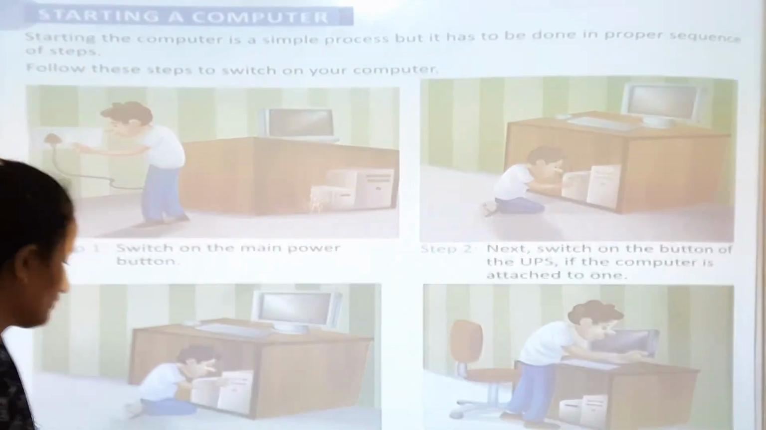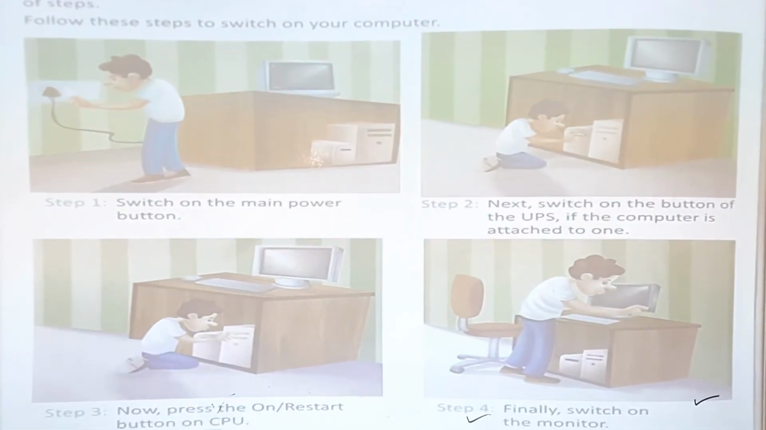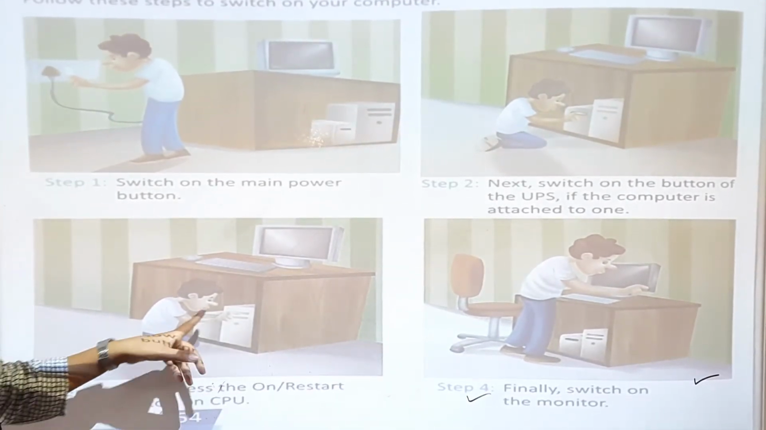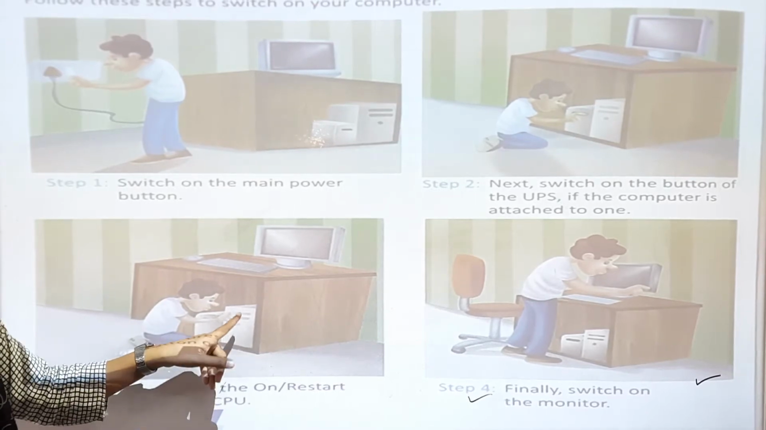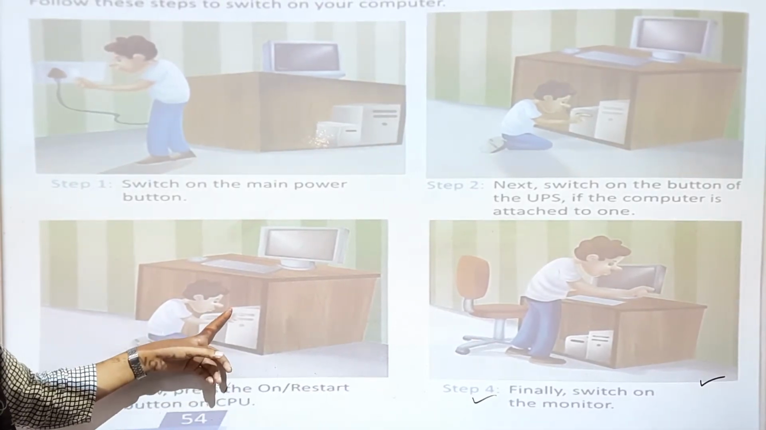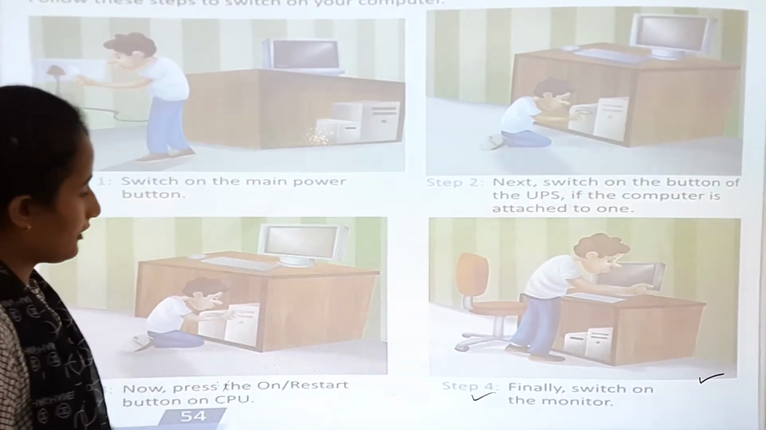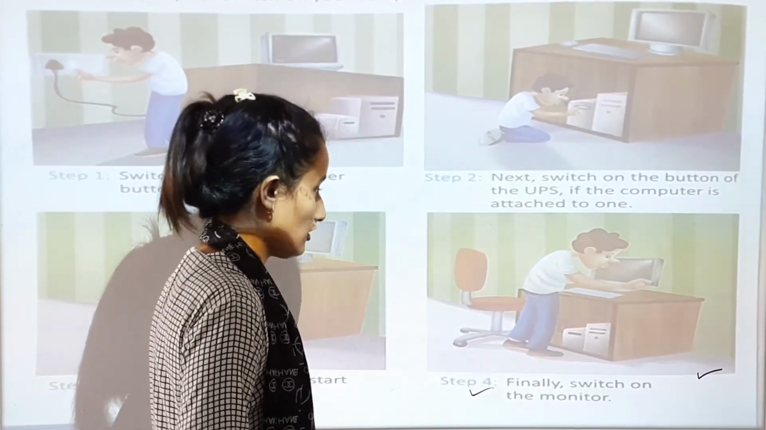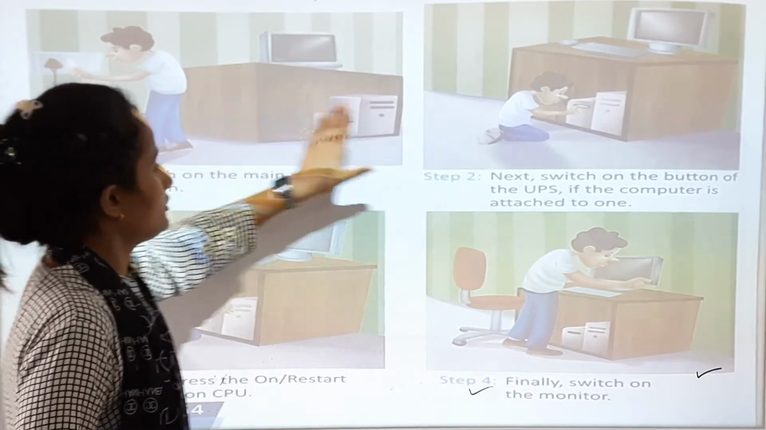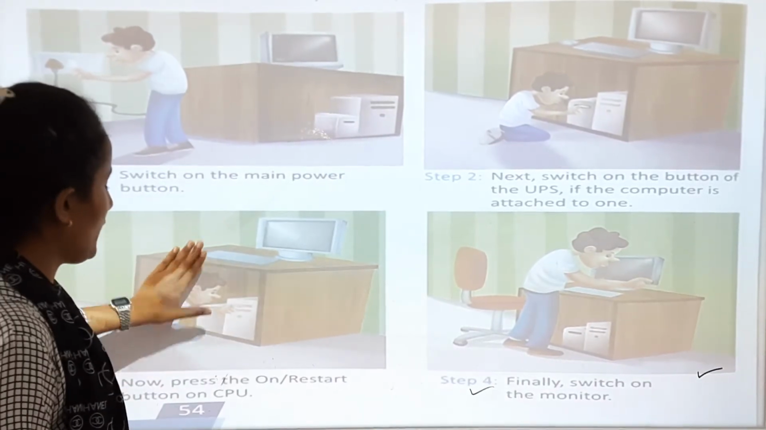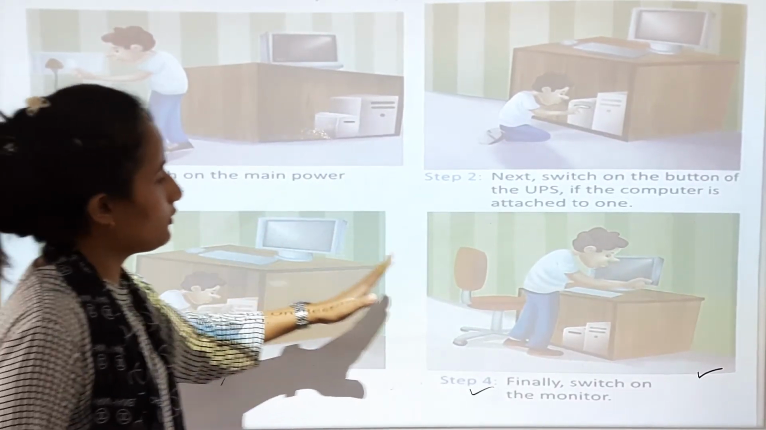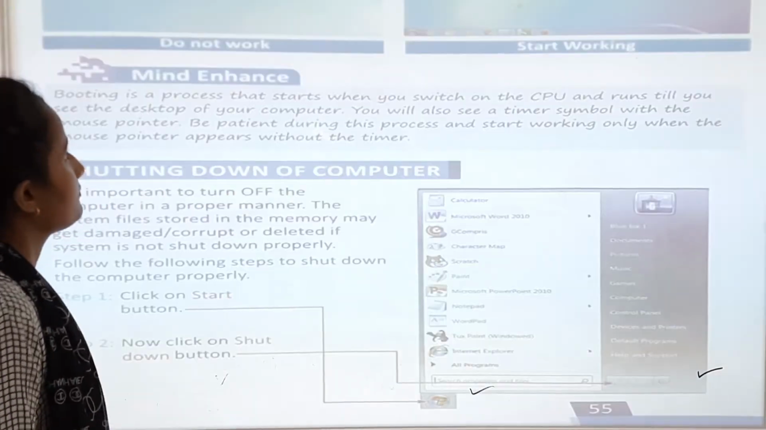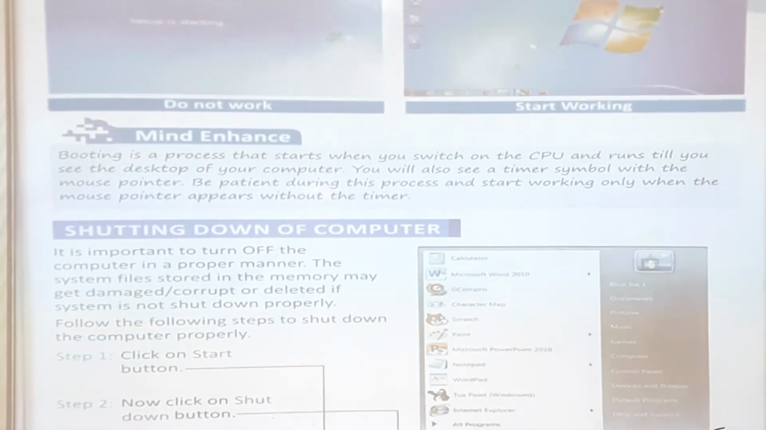Now, third step. Press the on or restart button on the CPU. So, third step, you have to press the start button on the CPU, the restart button, and then finally step 4, switch on the monitor. So, when you have done these 3 steps, finally you switch on the monitor button. Okay. Now, that's how your computer starts.